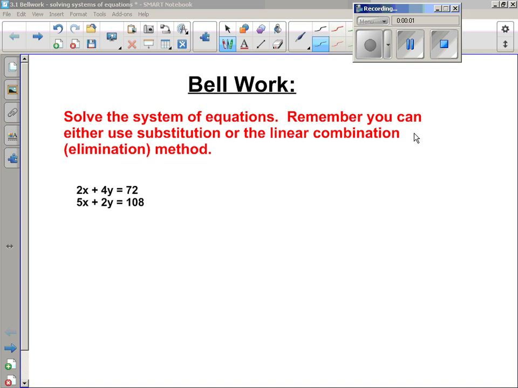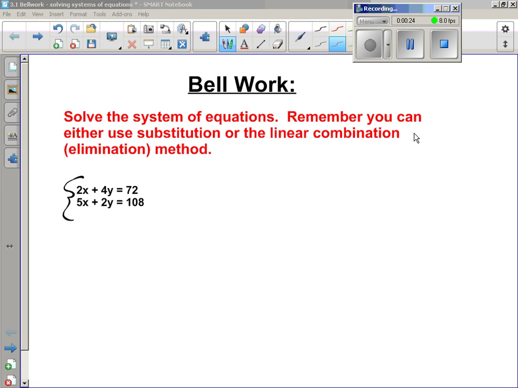A system of equations is where you have more than one equation and more than one variable. So in this case, we have an x and a y. When you have two variables, you have to have two equations in order to solve them. If you have three variables, you have to have three equations, and so forth. As you get into Algebra 2 and Algebra 3 or Pre-Calc, you'll have multi-variable systems where you'll have to solve more than just two.